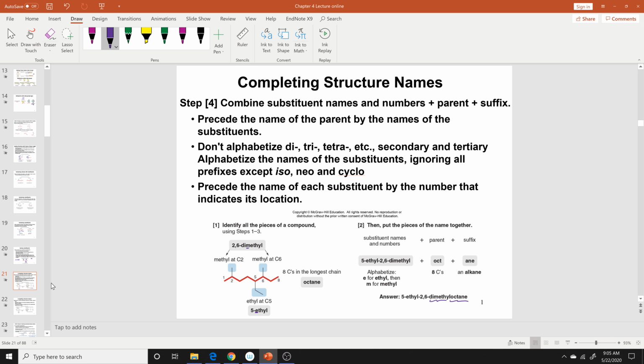Normally we ignore all the prefixes, so the di, tri, tetra, penta, you ignore them. As I mentioned before, secondary and tertiary are not part of the name, so you ignore those. You look at the letter after the sec and the tertiary. But you have to alphabetize iso, because iso is part of the name. You have to alphabetize neo because neo is part of the name. We will talk about the cyclo in there. Cyclo is part of the name, and we will talk about it once we start naming cycloalkanes.